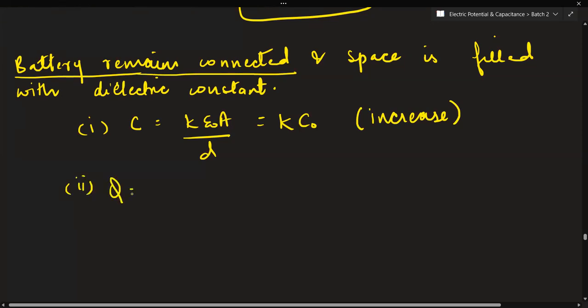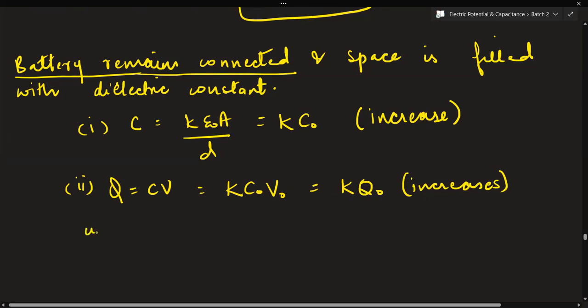Now, charge is again CV. So this will be K times C naught, because capacitance is now K C naught, and potential difference is V naught. So C naught V naught is again the charge that we had seen, so this is K times Q naught. So as you can see, since this is K C naught V naught, charge is also getting increased. Reason? Something is getting multiplied. So obviously the amount will increase.